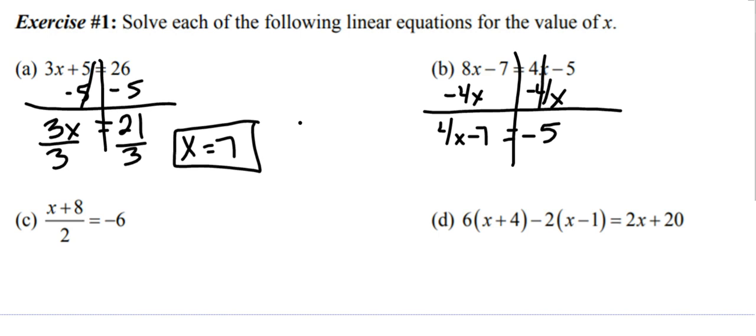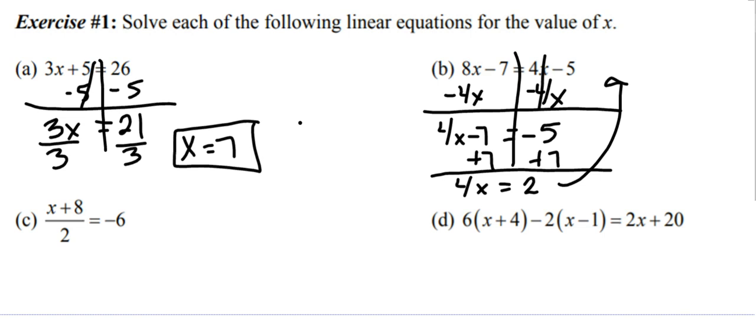In order to get the x by itself, I have to get rid of everything else on that side. The 7 is being subtracted, so I'm going to do the inverse operation. I'm going to add 7 to both sides. So then I have 4x equals 2. I'm going to move it up here just so I have a little bit more room. 4x equals 2. Then all I have to do is divide both sides by 4. X equals 1/2.